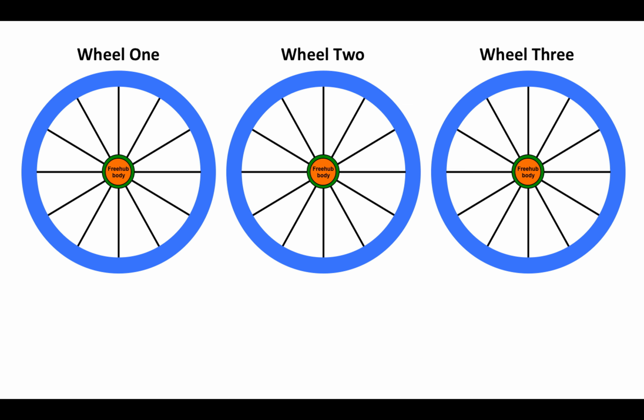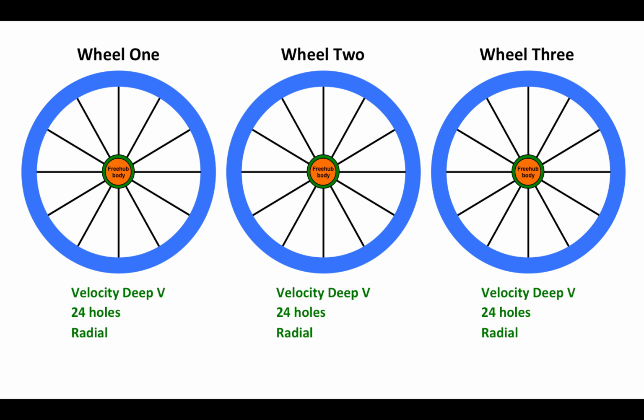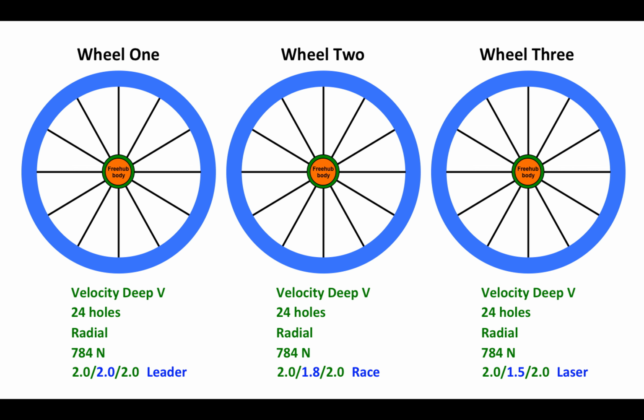We can do some good comparisons here because we only have one variable. They're all made of the DV, 24 holes, radial lacing, the same starting tension. The only variable is really the diameter of the middle section of the spoke.